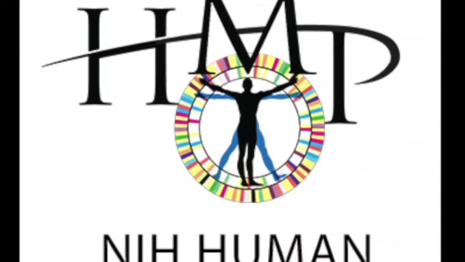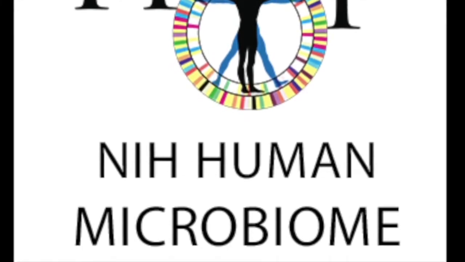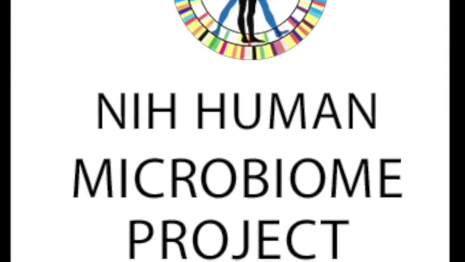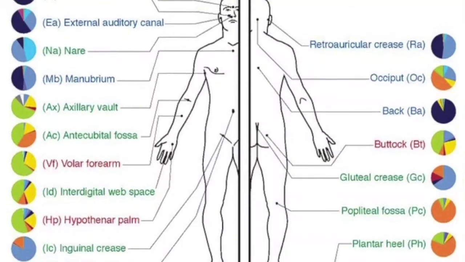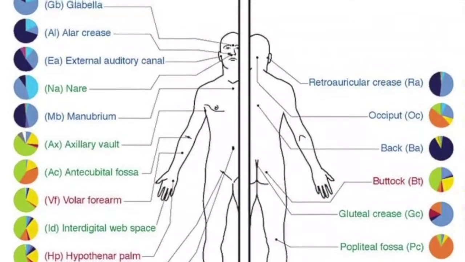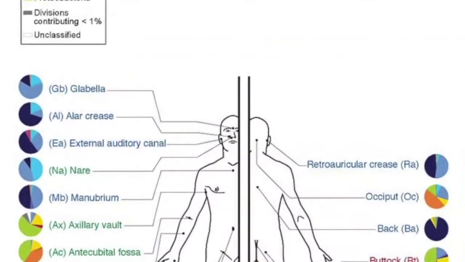A recent study in the United States was funded by the National Institute of Health, known as the Human Microbiome Project. Conducted over 4 years, results of the project were published in 2012. The purpose of this study was to compare and identify the various microorganisms in the body of both healthy and diseased individuals.